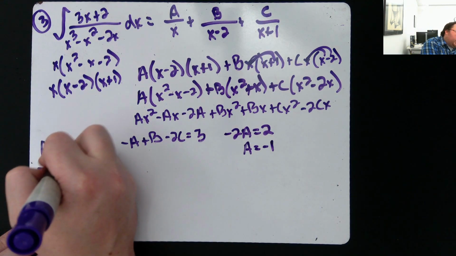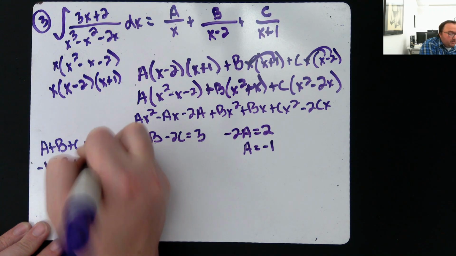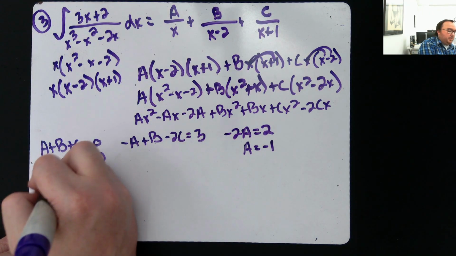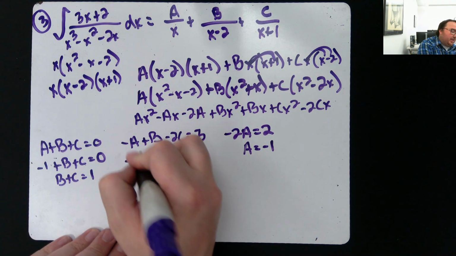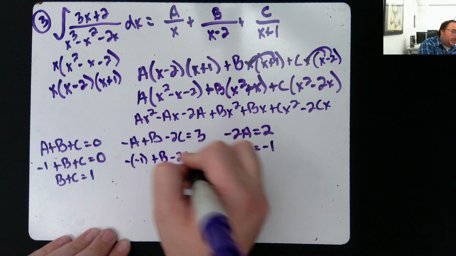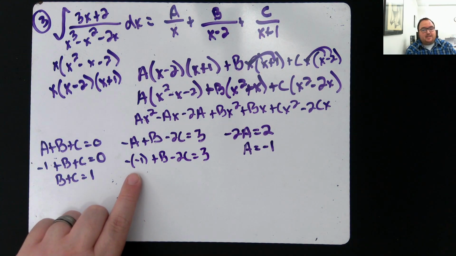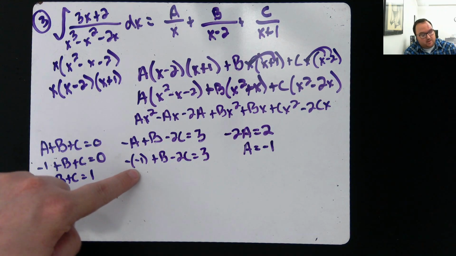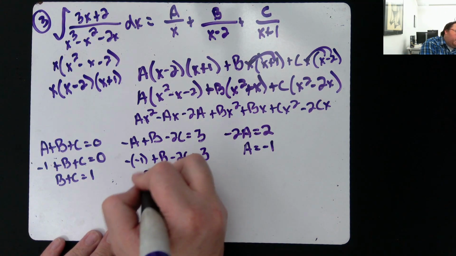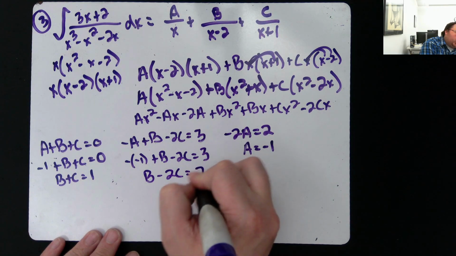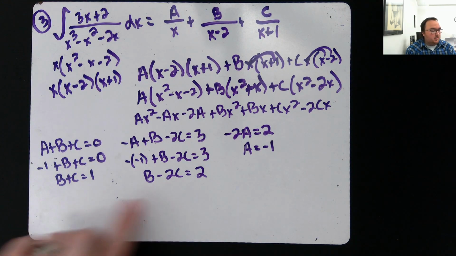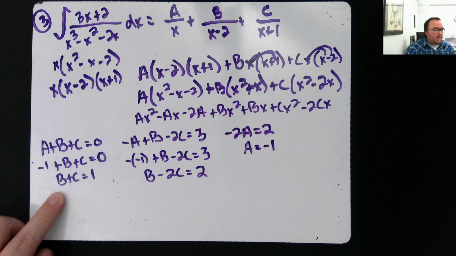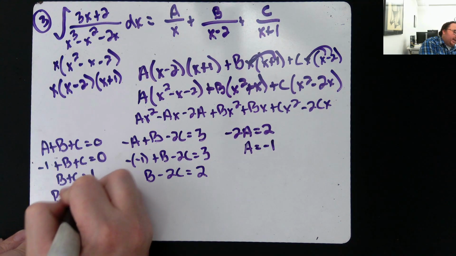Negative 1 plus b plus c is equal to 0. Add 1 means that b plus c has to be equal to 1. Negative 1 plus b minus 2c equals 3. This makes it positive 1, which means I want to subtract it and give me b minus 2c is equal to 2. Solve for b or c on one of these. I'll just solve for b here, but that doesn't matter. B is equal to 1 minus c.